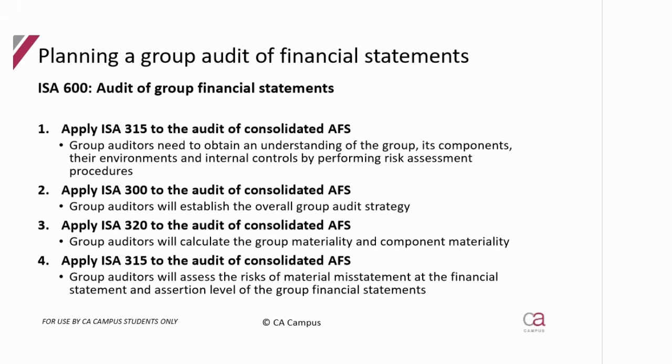Just to cover if you are auditing a group. So how does that impact what we've done today? Well, you're going to apply ISA 315 to the audit of the consolidated financials. So the group auditors need to gain an understanding of the group, its components, their environments and internal controls by performing risk assessment. Then the group auditors need to establish the overall group strategy, and they need to calculate group materiality as well as component materiality for the different components of the group.